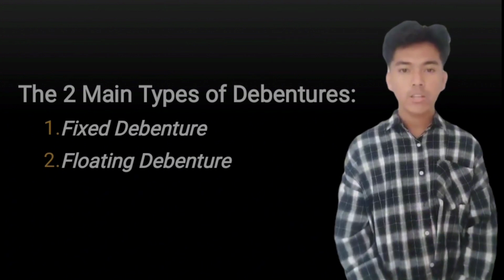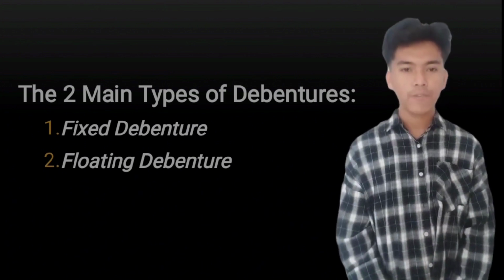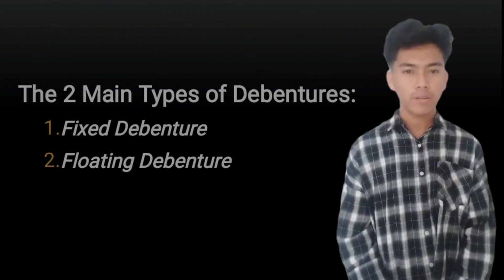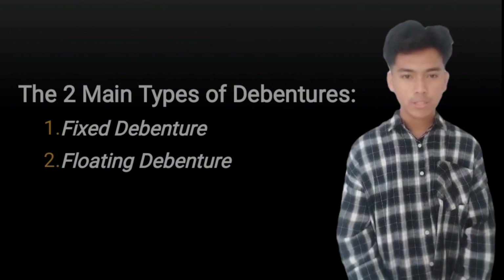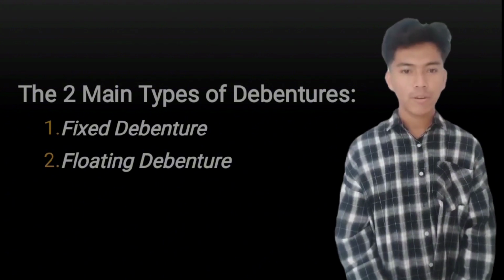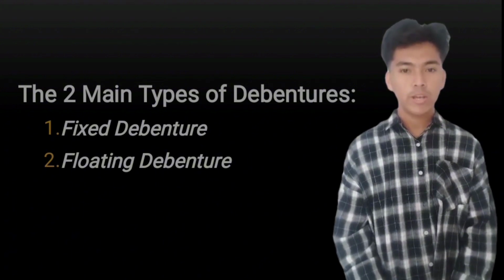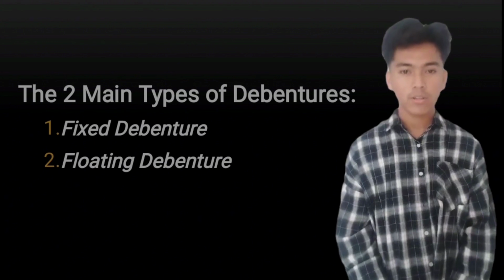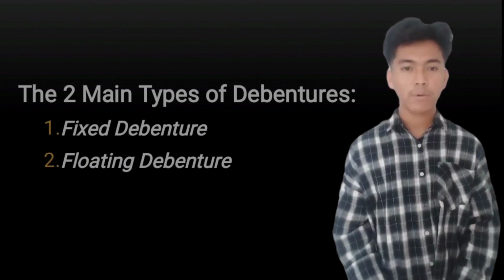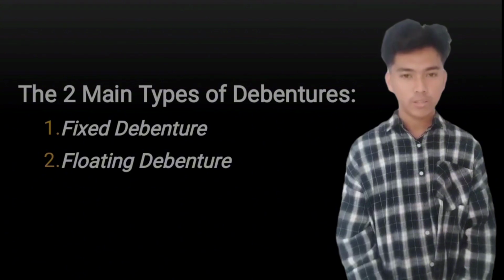So unlike shares, debenture holders receive fixed interest whether the company is profitable or not. So in case of liquidation, debenture holders have priority over shareholders in claiming the company's assets. So some debentures, like convertible debentures, can be converted into common shares at a predetermined price at a future date.